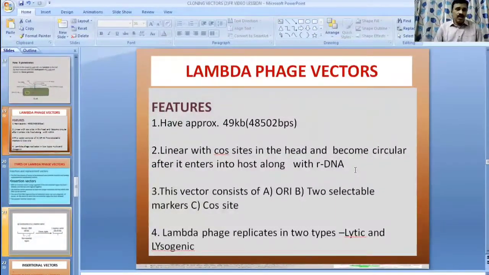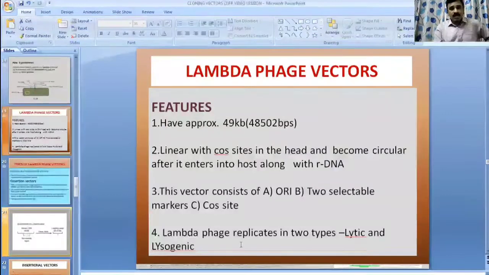First, it may be linear, not circular, straight. So soon after entering into the host cell, it becomes a double-stranded DNA, which consists of the recombinant DNA which we are going to introduce. And the third feature is this vector consists of three important parts. Number one, ORI, origin of replication, as you have seen in the plasmid vectors. Two selectable markers: one is ampicillin and another one tetracycline. And the third one is the cos site. Cos sites are very important sites for the ligation.